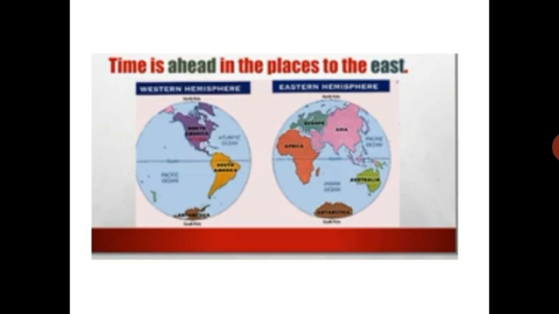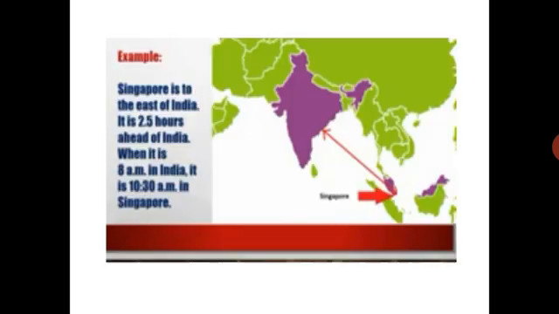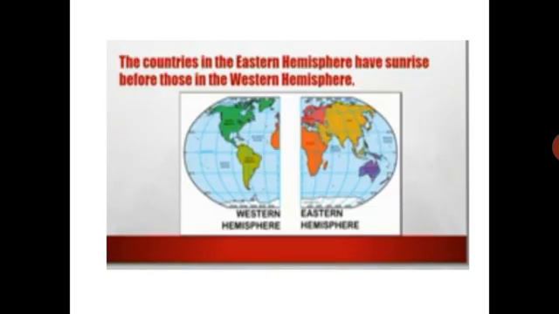See the example. Singapore is to the east of India. It is 2.5 hours ahead of India. When it is 8 a.m. in India, it is 10:30 a.m. in Singapore. This is the time difference between our country and another country. The countries in the eastern hemisphere have sunrise before those in the western hemisphere.